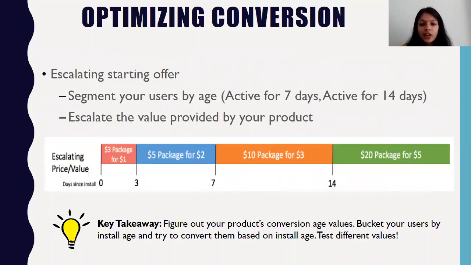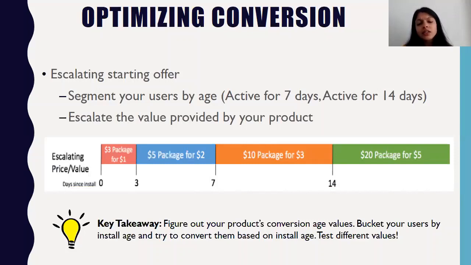So here's an example of an experiment we ran where if you had installed a game for 3 days, we gave you a $3 package for $1. And then between 3 and 7 days, we gave you a $5 package for $2. And between 7 and 14, we gave you a $10 package for $3. So we kept escalating the price, but we also kept escalating the value you're getting at these price points. So you keep getting a better and better deal till you actually convert. And once you convert, then it's easy to hook them in to keep around and retain them in your product and keep purchasing in the future.